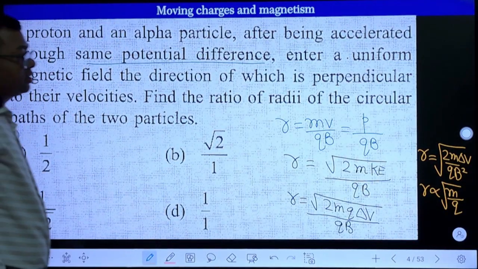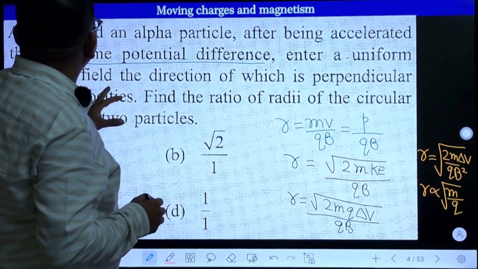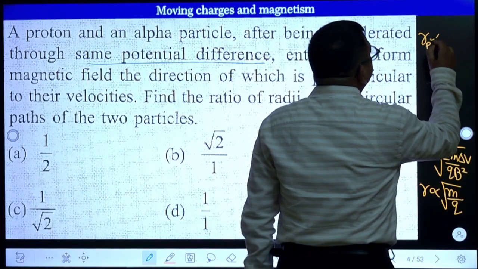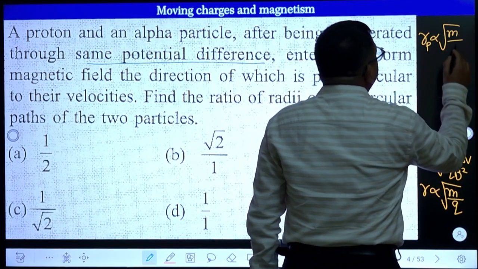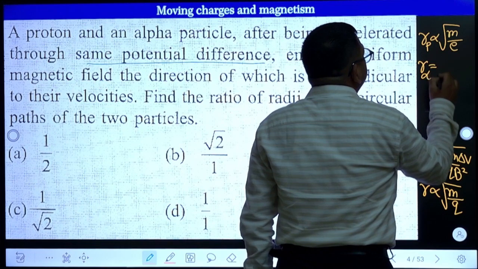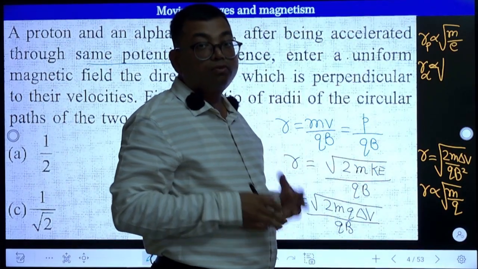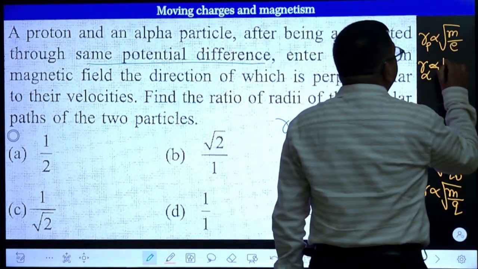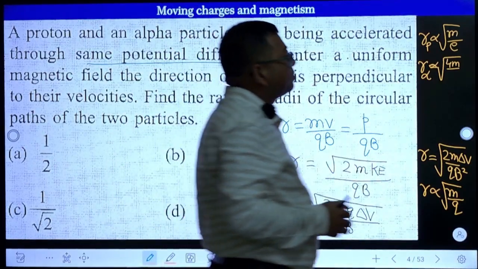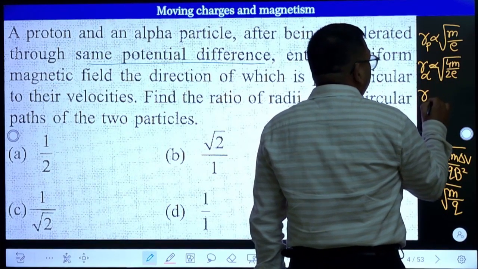Now you choose the circular path radius of the particles. They are asking the ratio of radius. So which one should we consider first? Let us take proton. If I take the radius of proton, that is proportional to root under mass, and here charge is, let us say, e. And for the alpha particle, this is proportional to root under the mass of the alpha particle, which is 4 times the mass of the proton, so 4m, and the charge of the alpha particle is 2 times the charge of the proton, so 2e. So you can clearly now take the ratio.